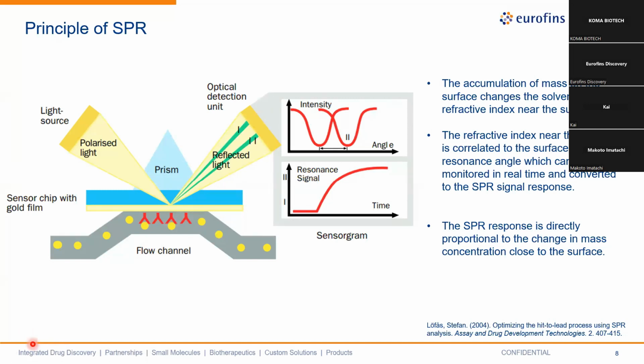Okay. So the take-home message is that SPR response is directly proportional to the change in mass concentration close to the surface.